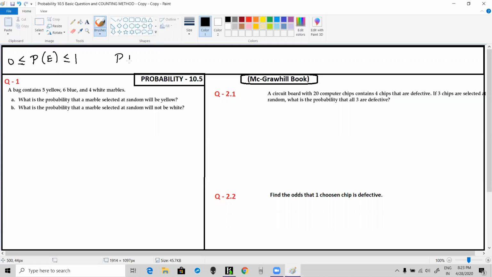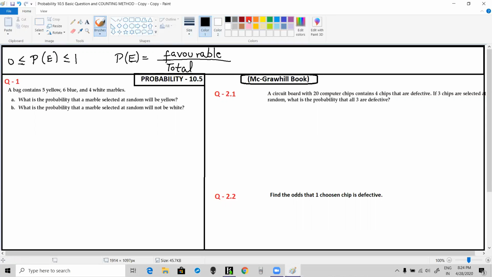And probability of any event, which is x or E, is always favorable cases divided by total cases. So when I say cases, I mean the outcomes, the possible combinations and permutations and all. Now, sometimes we'll be covering a couple of other things, but maybe after a bit. So let's have a look at the first question.